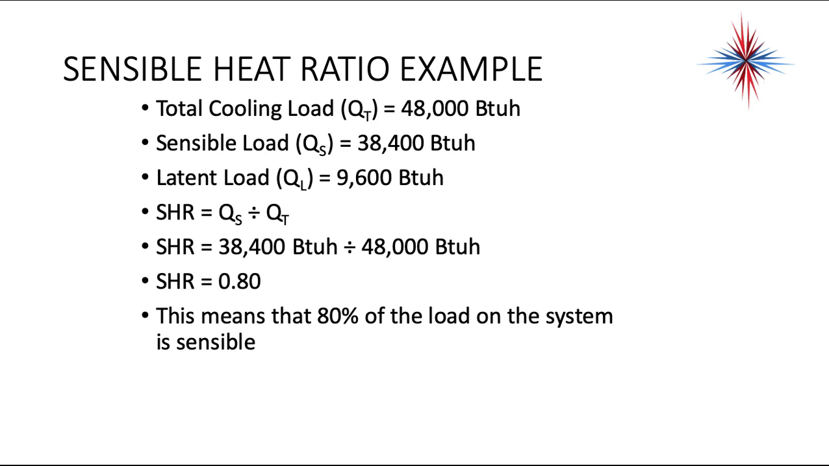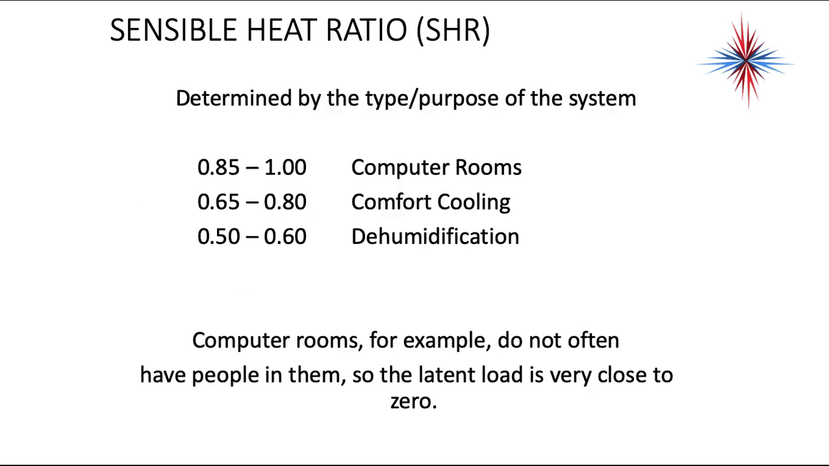So, sensible heat ratio is QS divided by QT. So we take our 38,400 BTUs divided by 48,000 BTUs. We have a sensible heat ratio of 0.80. This means that 80% of the load on the system is sensible heat.